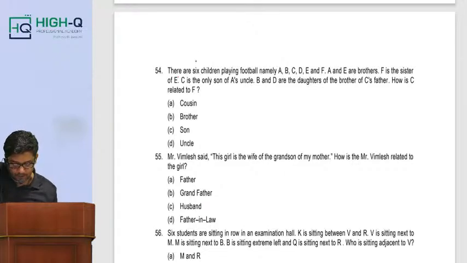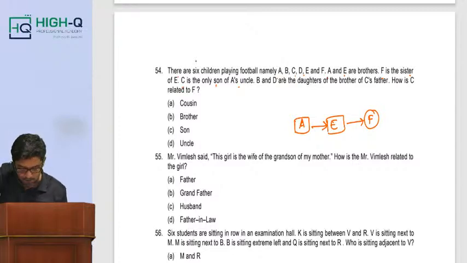There are 6 children playing football, namely A, B, C, D, E and F. A and E are brothers. F is the sister of E. C is the only son of A's uncle. So A has got a parent, and that parent has got a brother, and that brother has got a son.